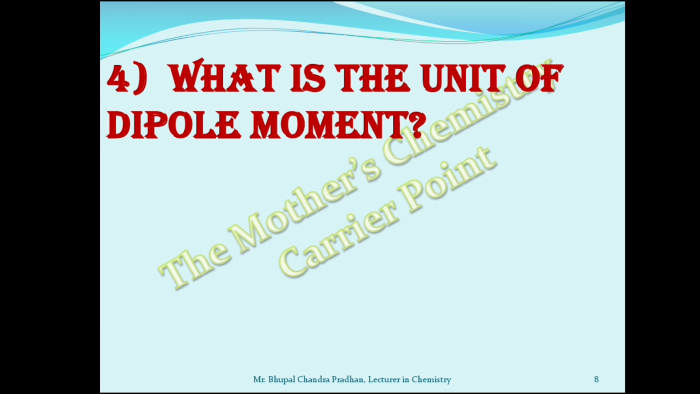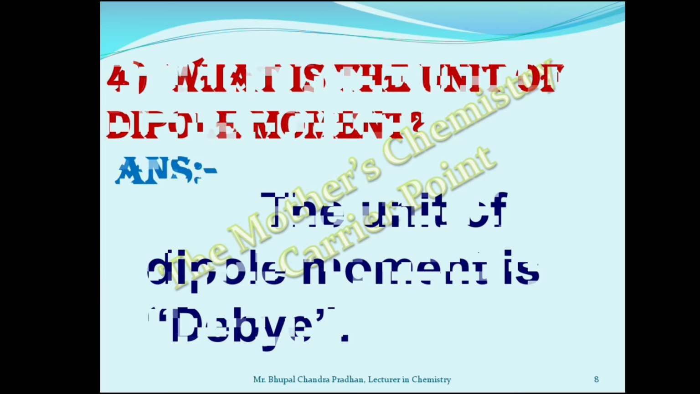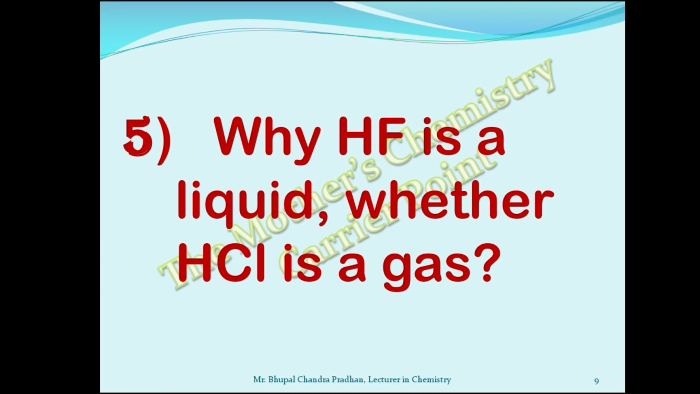What is the unit of dipole moment? The unit of dipole moment is debye. 1 debye is equal to 10 to the power minus 18 esu cm. Now come to question number 5.